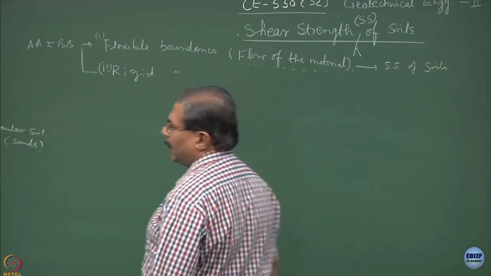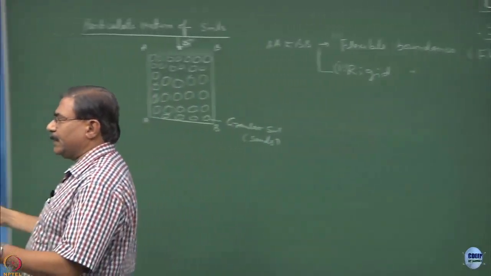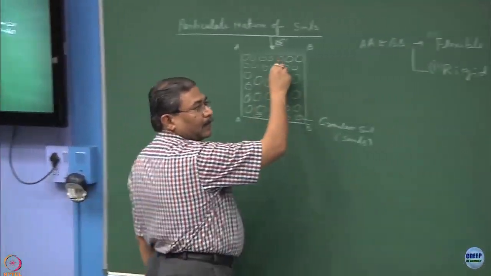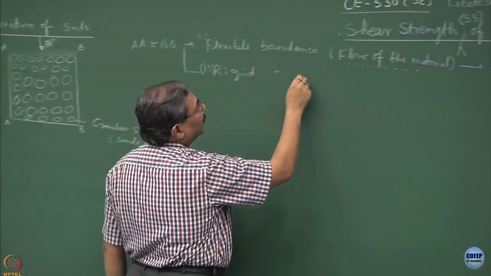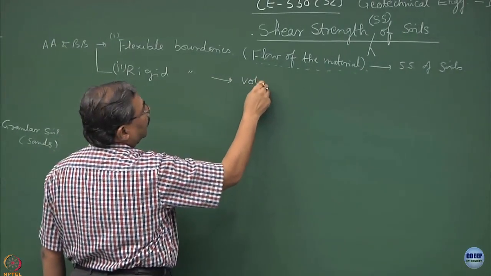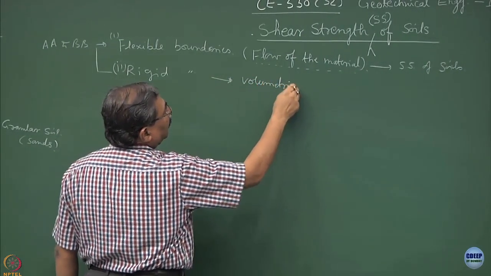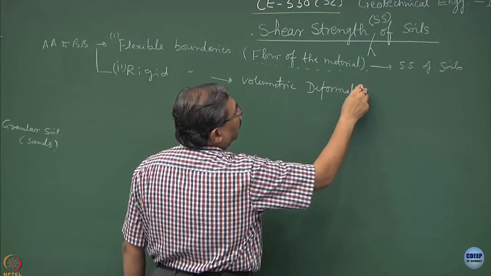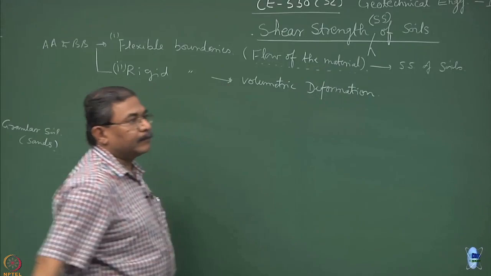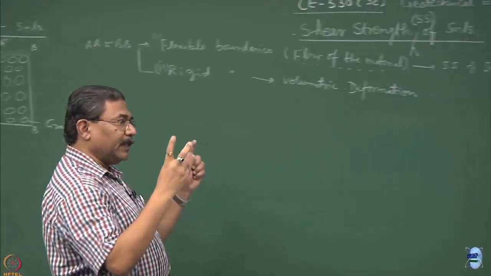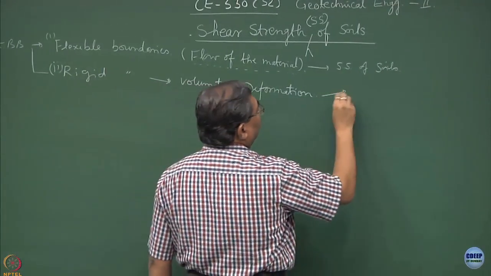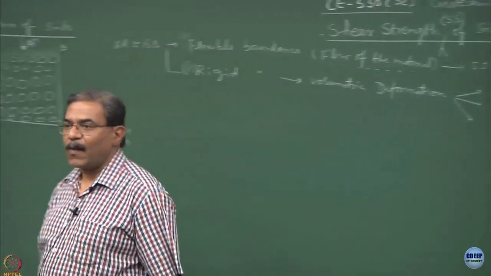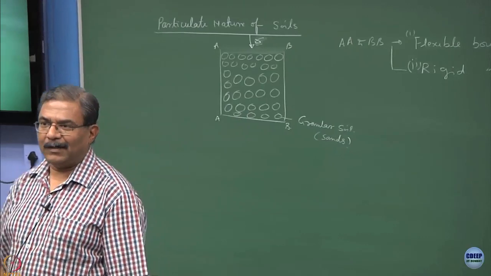The second case we have analyzed quite a lot, when the system is rigid and you are trying to pressurize it from the top, what is going to happen? This is what is going to result in volumetric deformation. And this is where we discussed the three situations of how the deformation takes place, if you remember. Any idea? I have forgotten.